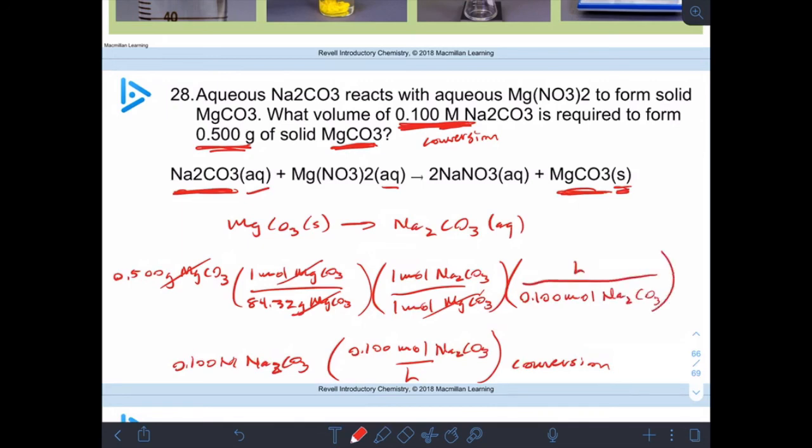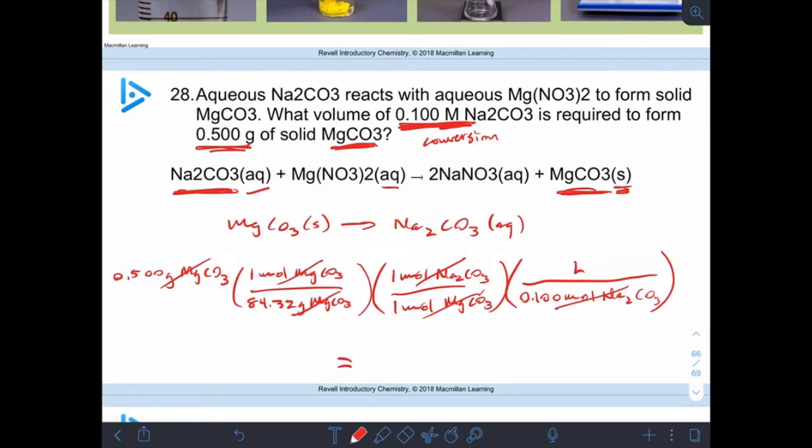And put the liters on the top. Okay, so I'm going to erase this bottom bit so that I can write the answer. All right, so my moles of sodium carbonate will go away, leaving me with an answer in liters. And we do that math, and we should end up with 3 sig figs, 0.0593 liters.